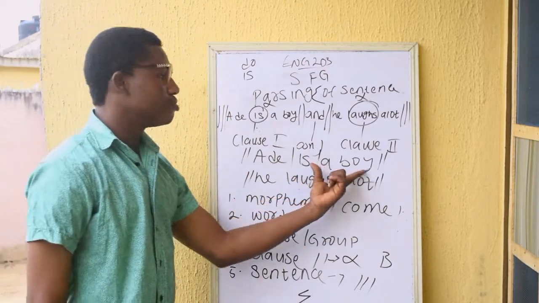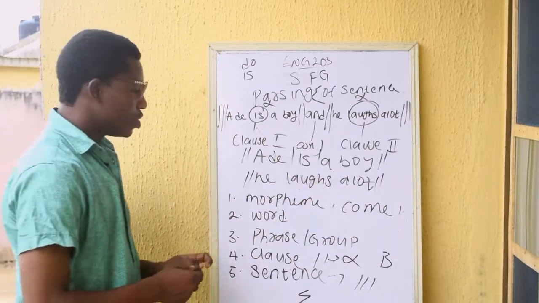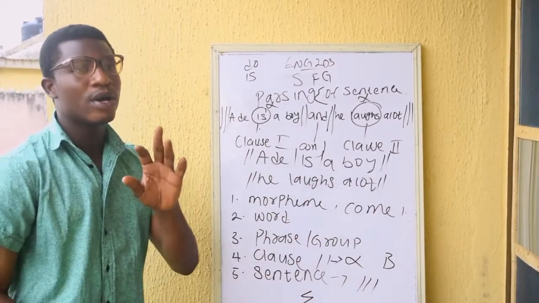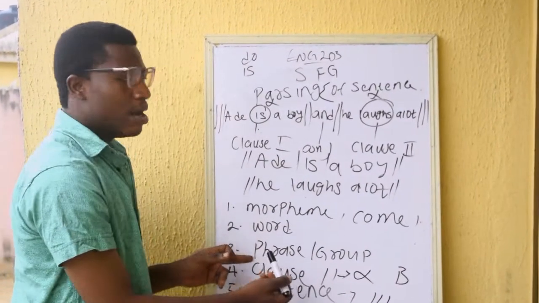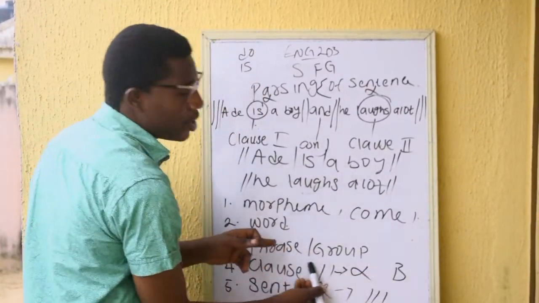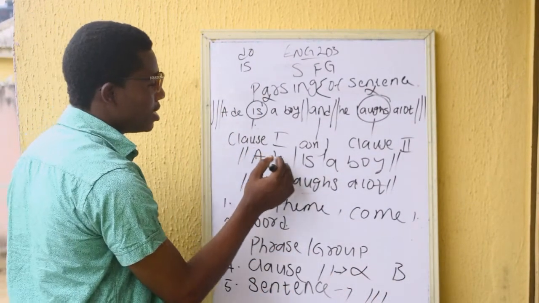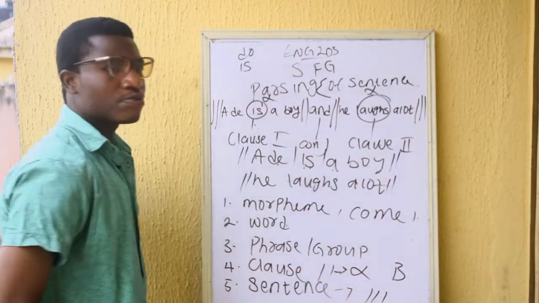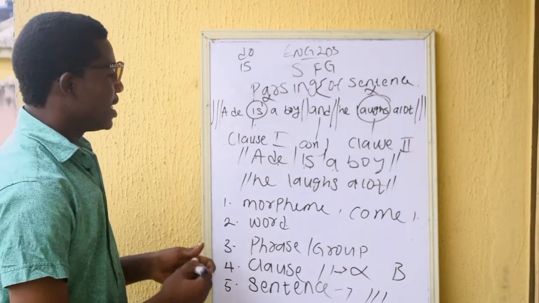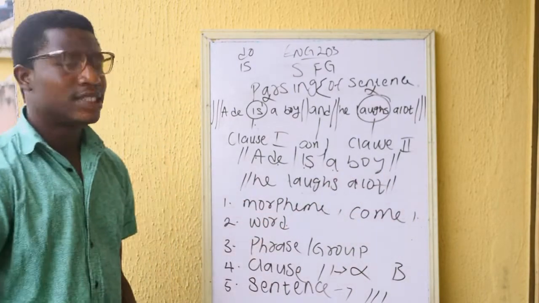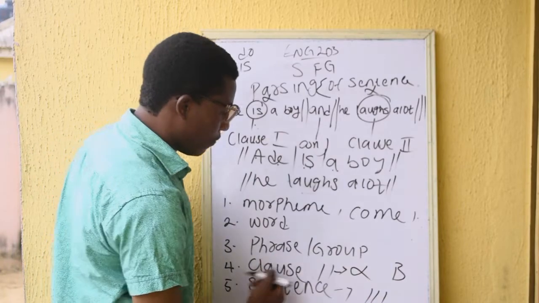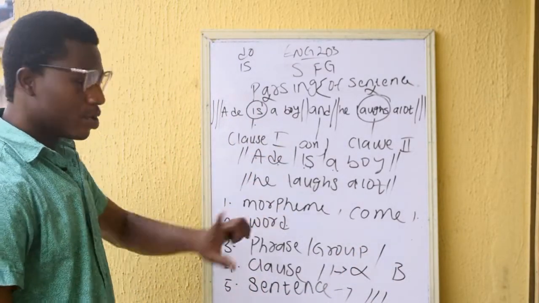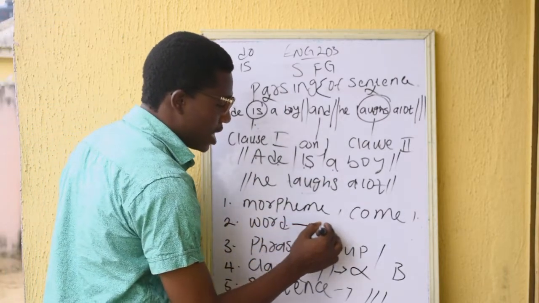I mean a group. In SFG we use grouping to parse our sentence. When we have TGG, that's when we have phrase, but here in SFG we majorly use group. So here "Ade" is a group, "a boy" is a group. So that is under the parsing of sentence. For phrase and group we use one. For word also we use one, but for word we don't have anything.